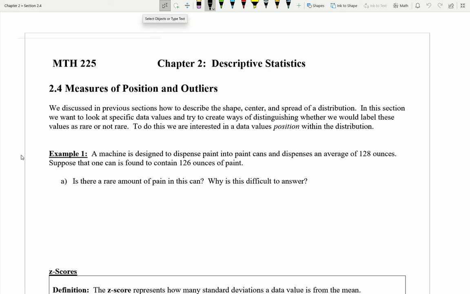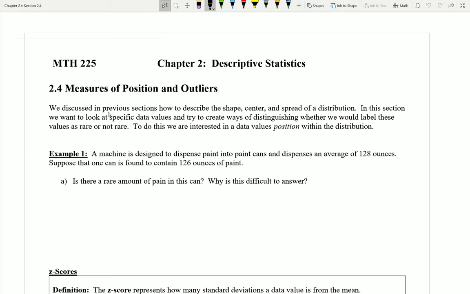In section 2.4, we're going to turn our attention from looking at an entire data set to instead focusing on an individual data value. Our goal is really going to be to try to figure out how different individual data values are positioned within a distribution.